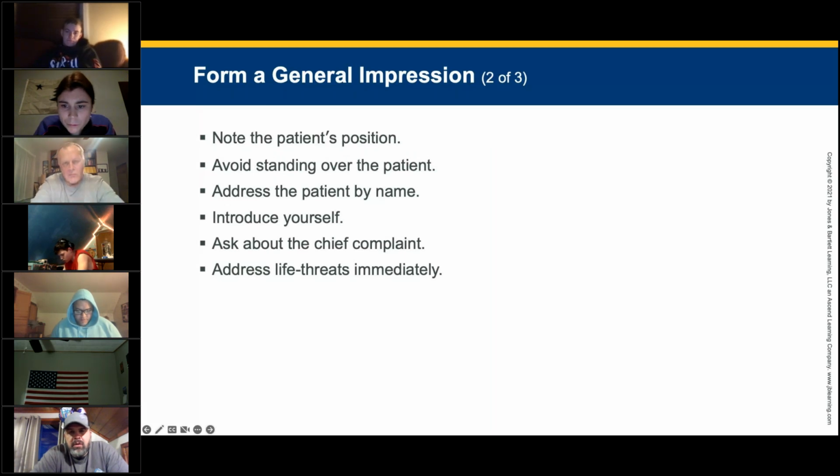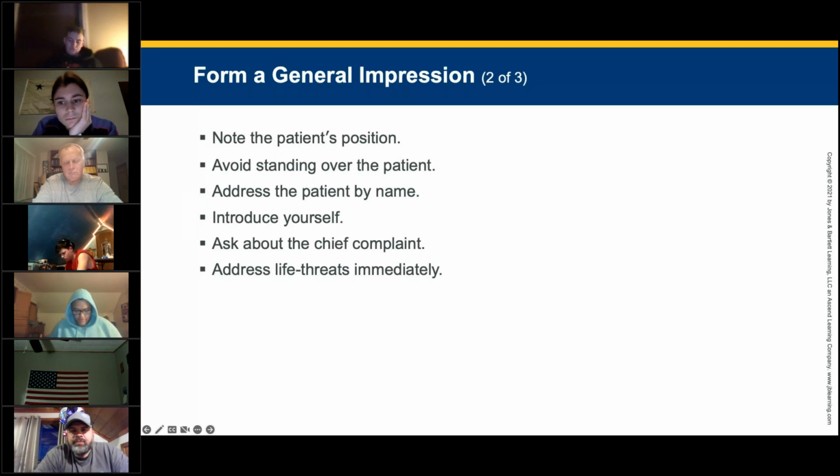You want to note the patient's position. Where does that come into play? If you walk in and you see the patient lean forward with their elbows on their knees, struggling to breathe, there's a lot of signs there that that patient is truly struggling to breathe. If they're sitting back in a chair watching the game when you show up, that might be a little different for you. Maybe they're not as sick of a patient.